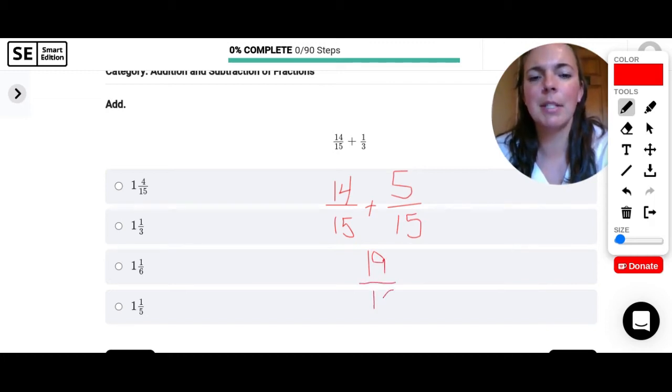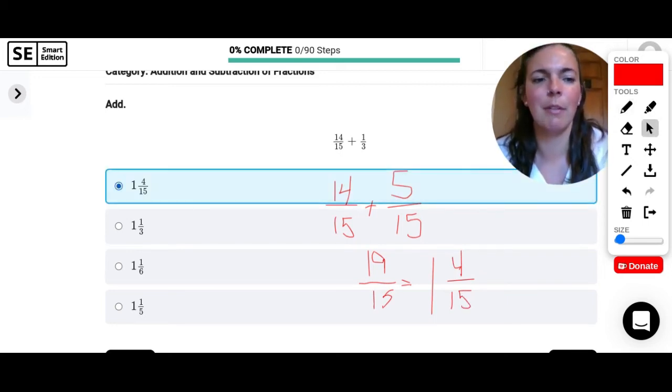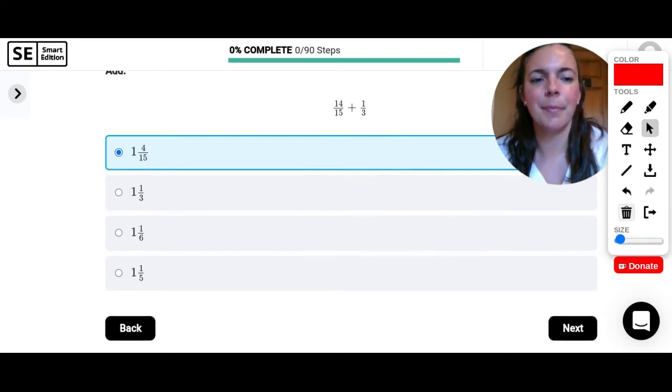But it looks like my answer needs to be a mixed number. So 15 goes into 19 once with 4 left over. So 1 and 4/15 would be that as a mixed number. 1 and 4/15. There we go, that first option.